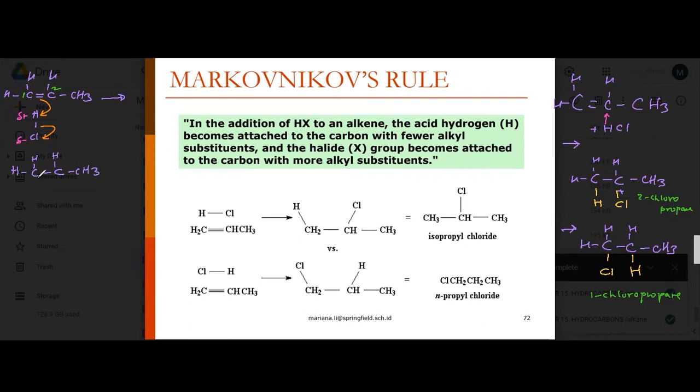Okay, hydrogen goes to the first C. So the second C will have a positive charge, a carbocation here. Then the Cl negative will attack this C to form the product. Yeah, this is 2-chloropropane.